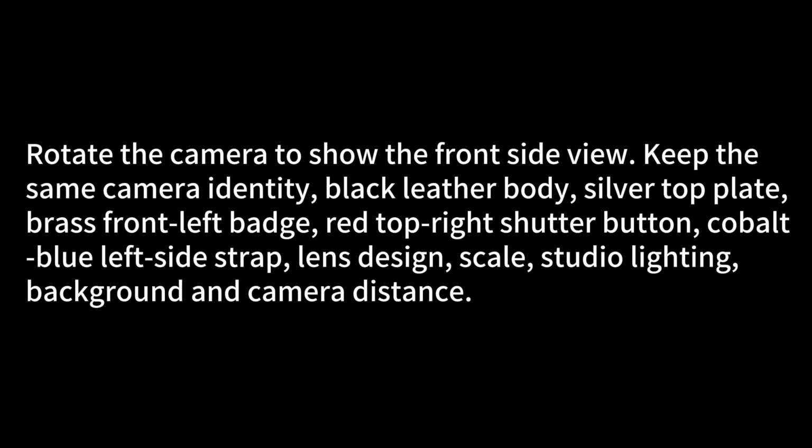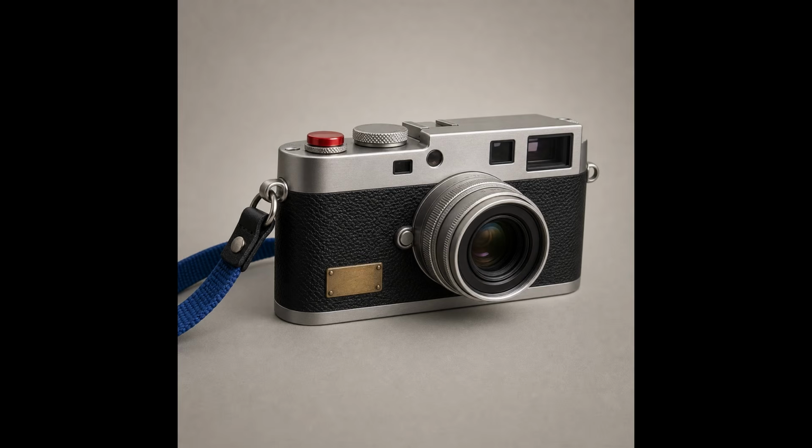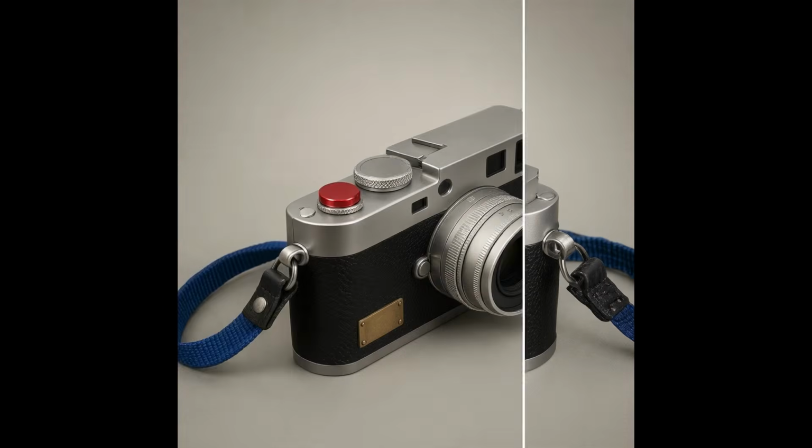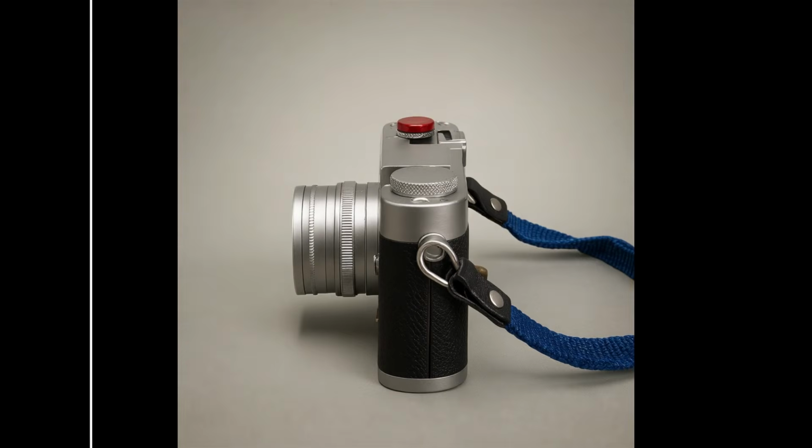Here we have a vintage camera. We will rotate the whole camera angle and generate views from 8 directions. At the same time, we need to lock the camera body material, lens, strap, buttons, background, and camera distance. When switching the angle, you only need to slightly modify the prompt.